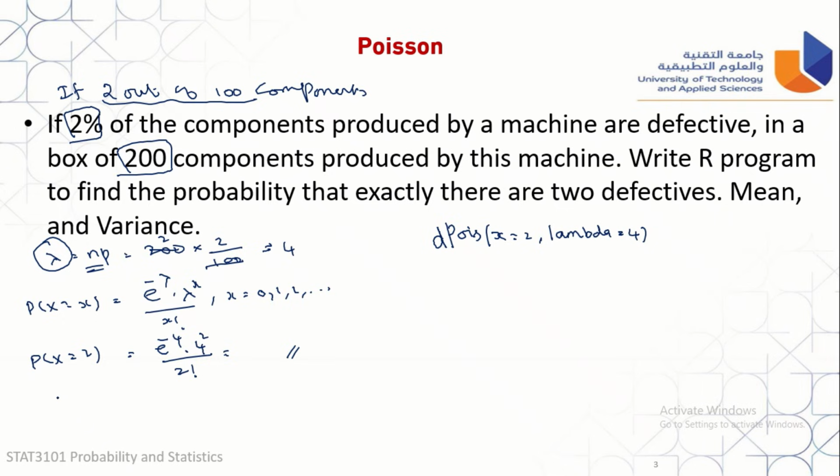Mean and variance. The mean and variance is for the theory, and the mean is equal to lambda, which is equal to 4. For a Poisson distribution, mean and variance are the same, and hence the variance is also equal to 4. We'll move to the next one.